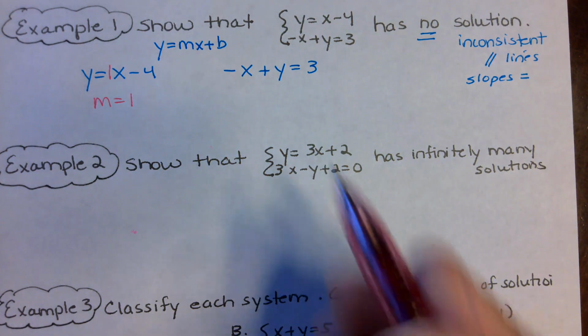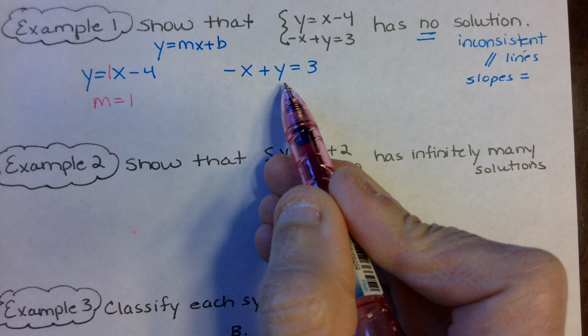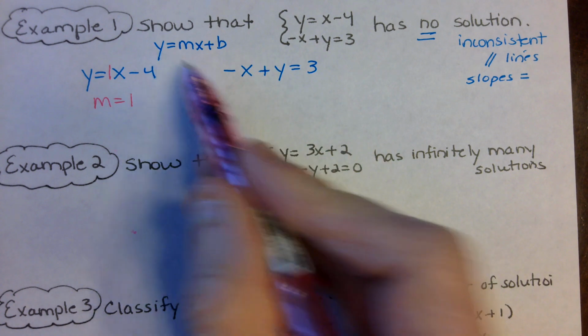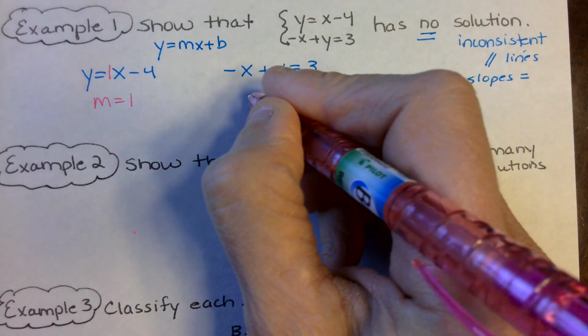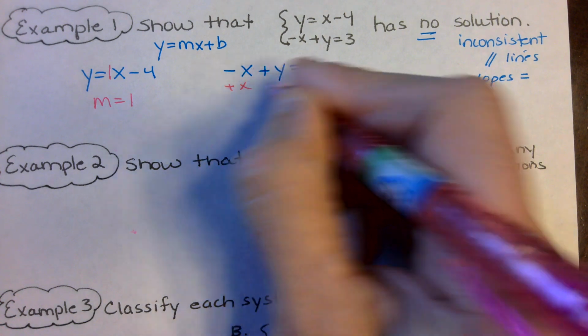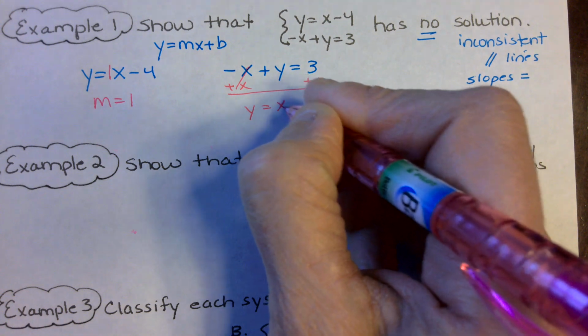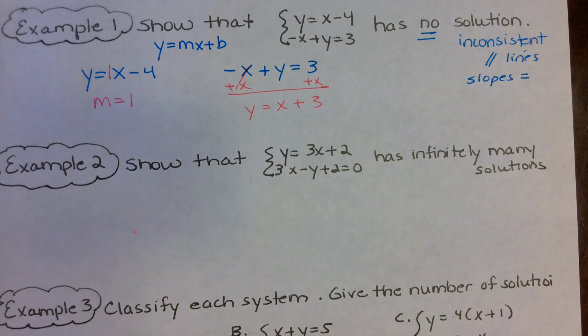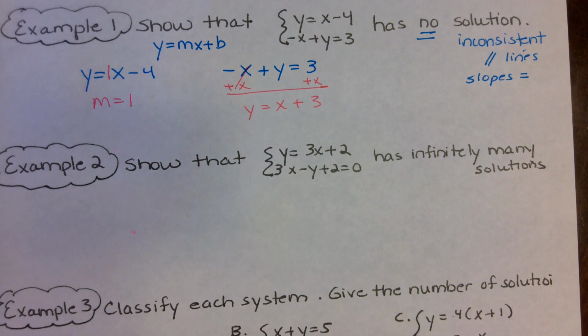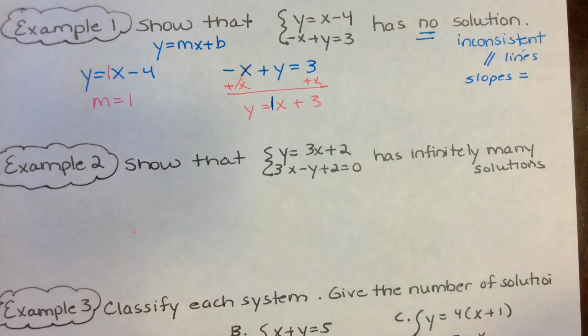So let's see what the slope is here. We can't tell yet because it is not solved for y. So I need to move the x over to the other side. So I'm going to add x to both sides. y equals x plus 3. All right. And what is the slope here? 1.